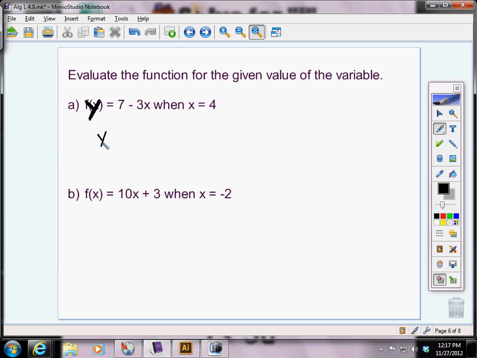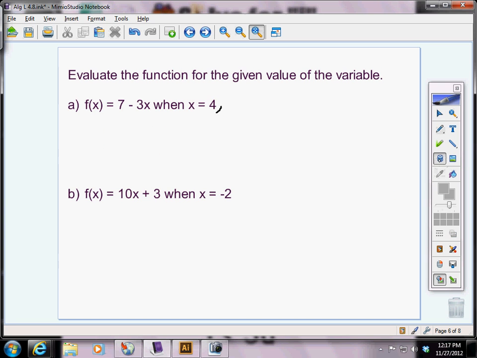Okay, well, if I have y equals 7 minus 3 times x, and x is 4, I'm just going to substitute 4 in for x. Y equals 7 minus 3 times 4. 7 minus 12, which equals a negative 5. We know how to do that problem already. So don't get confused by this f of x. Okay? What this f of x does is we treat it the same way.